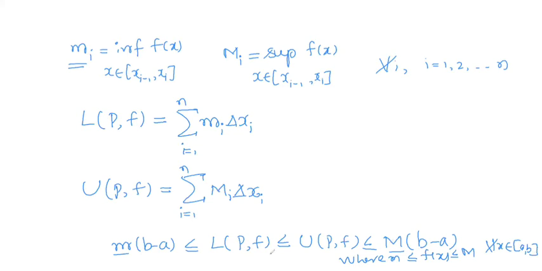This is true for any partition P. For a given partition P on the closed interval a comma b, we define the lower Riemann sum and upper Riemann sum, which satisfy this inequality, and which is true for any partition.